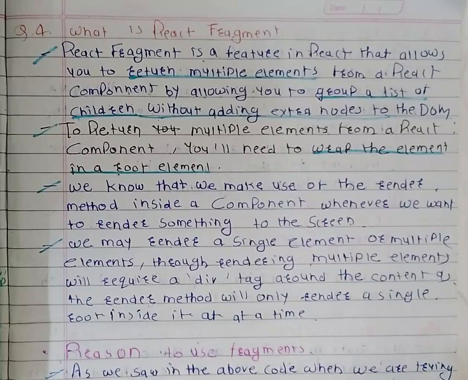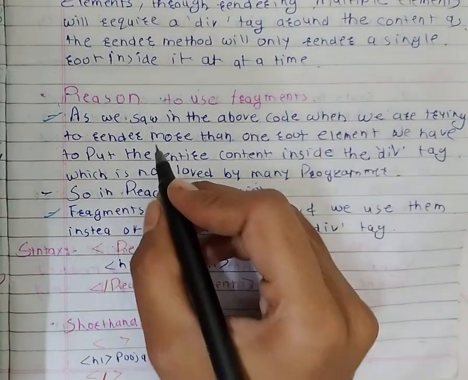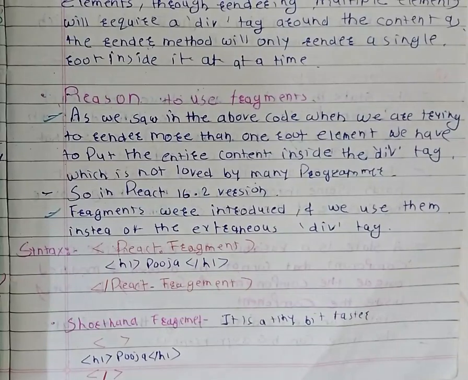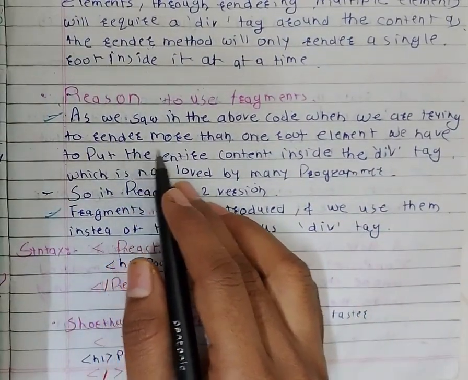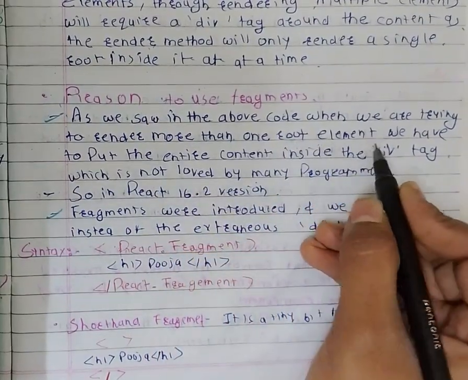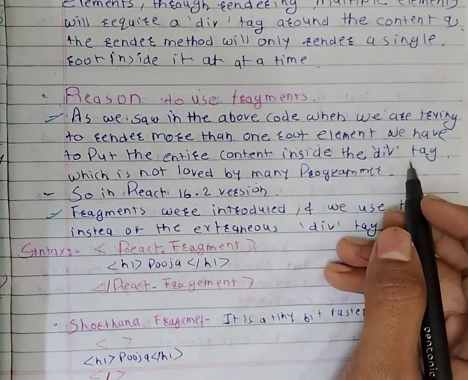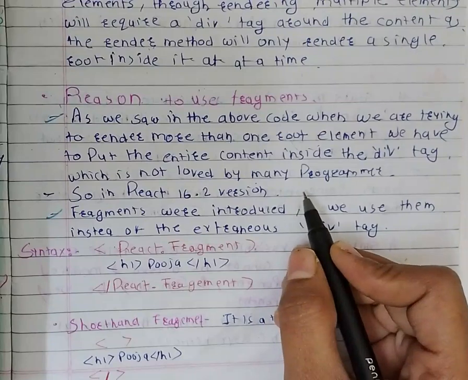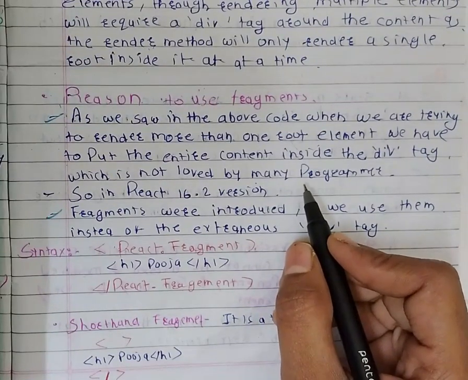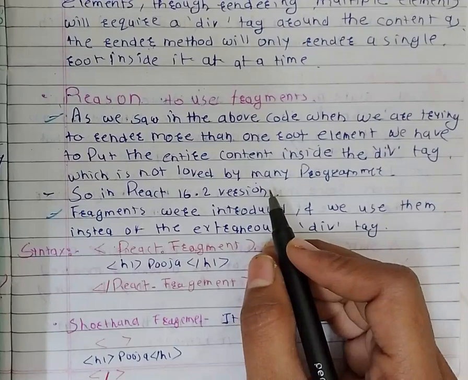Then what is the reason to use Fragment? The reason to use Fragment, as we saw in the above code, is that when we are trying to render more than one element, we have to put the entire content inside a div tag, which is not liked by many programmers. Many programmers don't prefer to add an extra div element. Instead of that, we use Fragment.